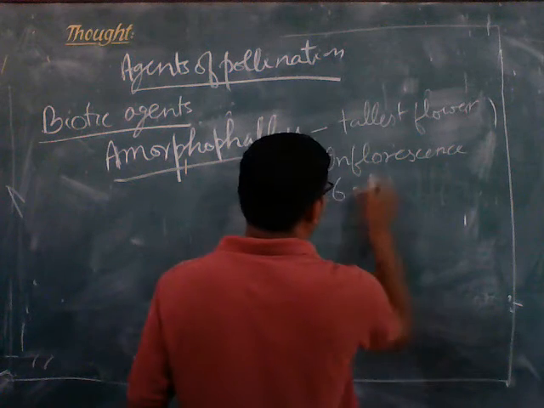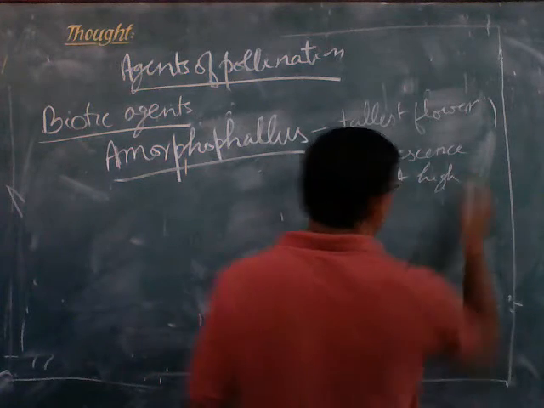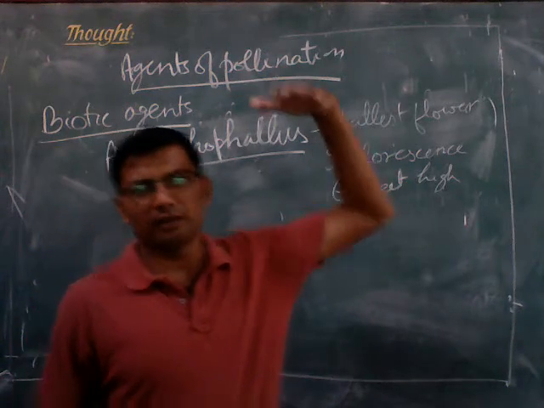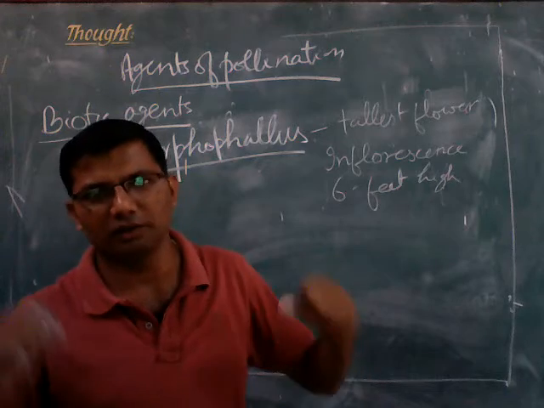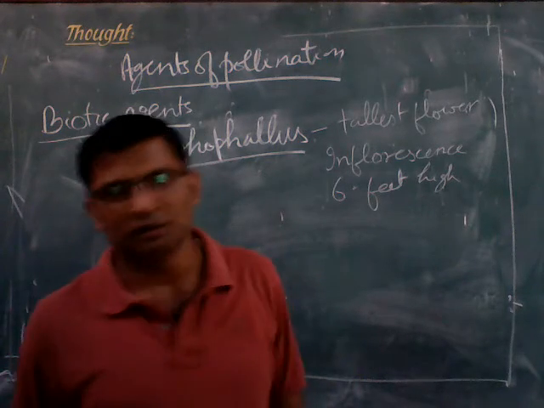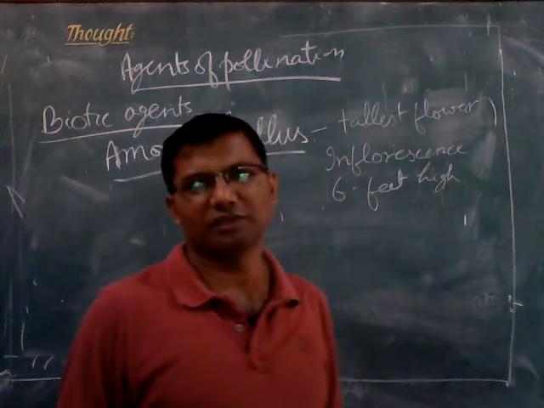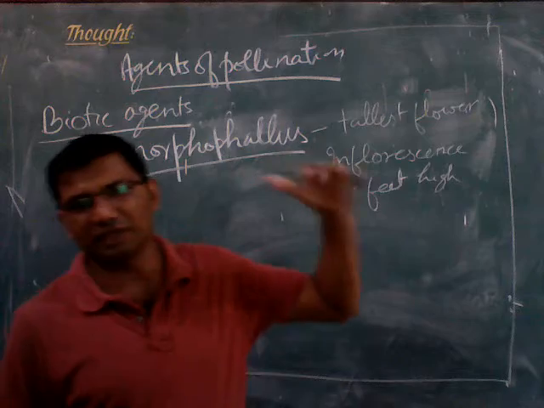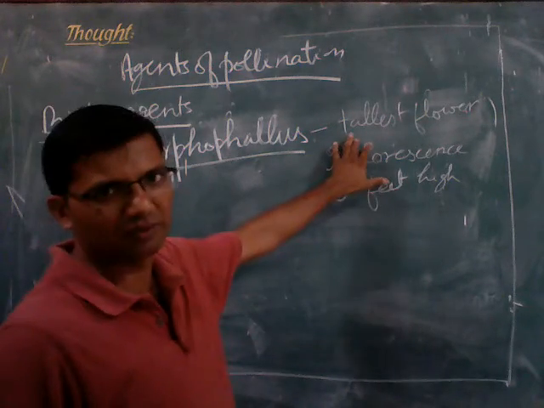And it is 6 feet high. As tall as a long person, right? We Indians are usually 5 feet or 5.5, Europeans are usually 6 feet high. So this flower is 6 feet high. That is the inflorescence, a huge trunk and the tallest flower.